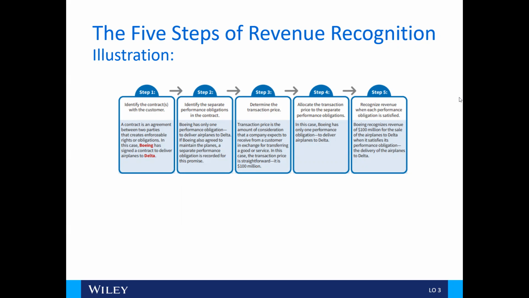Now, the examples I gave you are pretty straightforward. When we get to Intermediate 2, there's a whole chapter dedicated to revenue recognition. Because yes, it seems straightforward, but we could throw a bunch of wrinkles in there. We're going to have tons of fun with that later on.